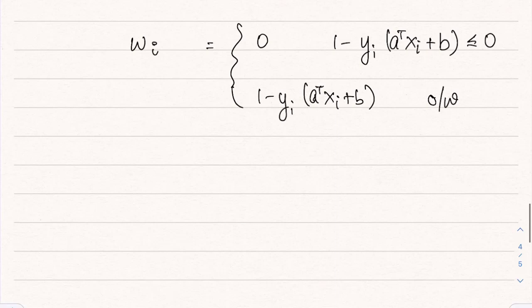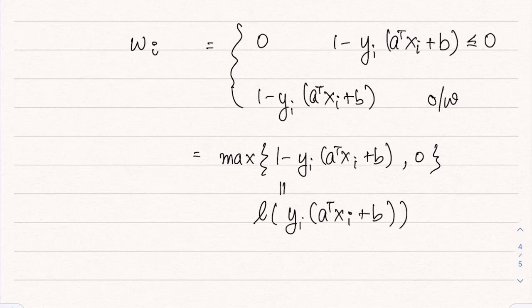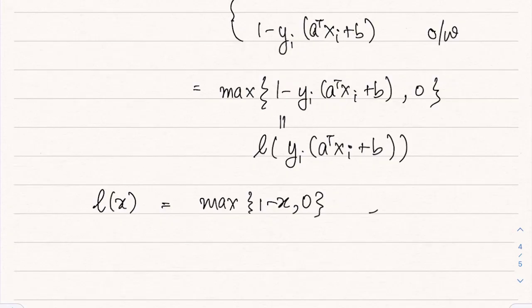So another way of saying this is that Wi is equal to max of 1 minus yi (A transpose xi plus b), comma 0. So this is a closed form expression for Wi. Let us call this L of yi (A transpose xi plus b). Right? So what is this L function? L of x is basically given by max of 1 minus x, comma 0. So this is called the hinge loss.